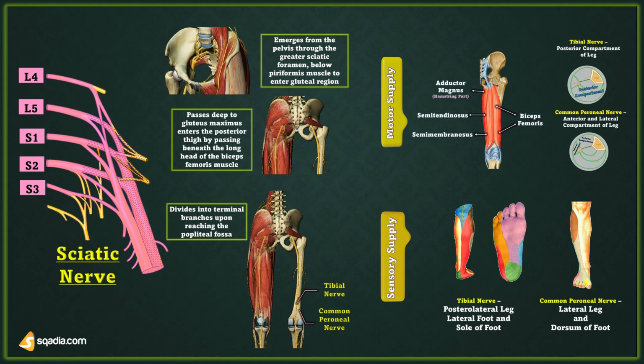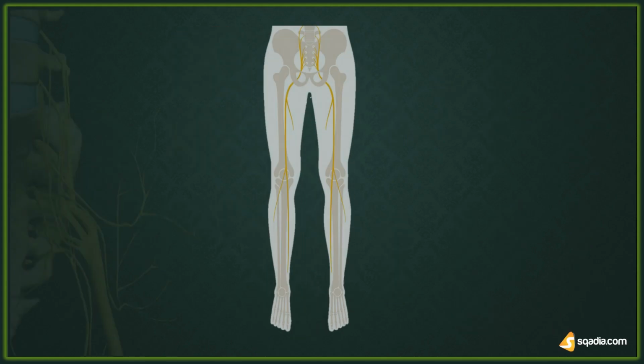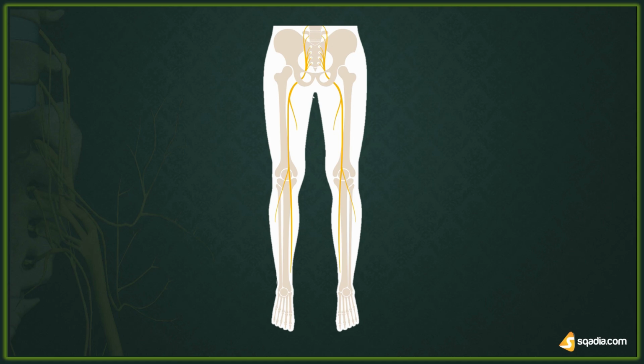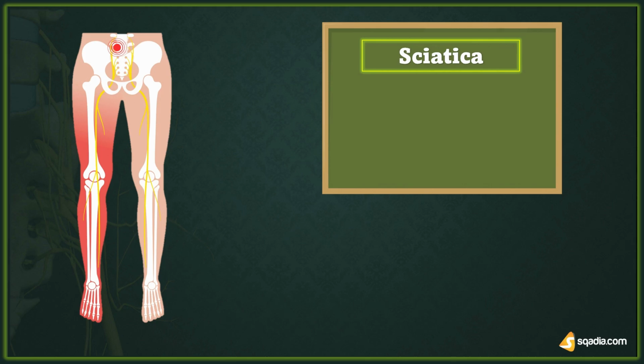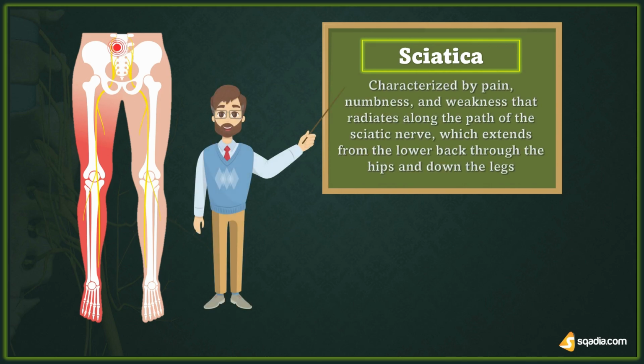So, let's delve into its clinical significance, particularly in the context of a common condition known as sciatica. Sciatica refers to a condition characterized by pain, numbness, and weakness that radiates along the path of the sciatic nerve, which extends from the lower back through the hips and down the legs.